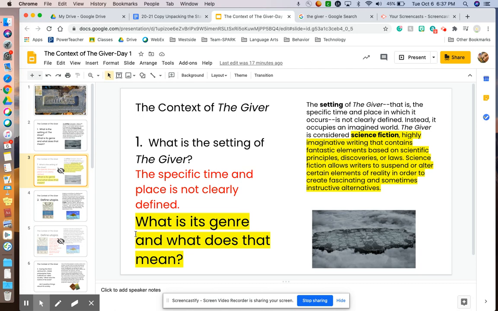Is it the past, present, future? Is it America? Is it even Earth? We just don't know. So you're going to have to look for clues as you read to figure that out for yourself.